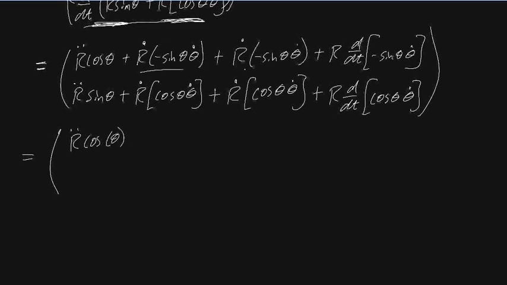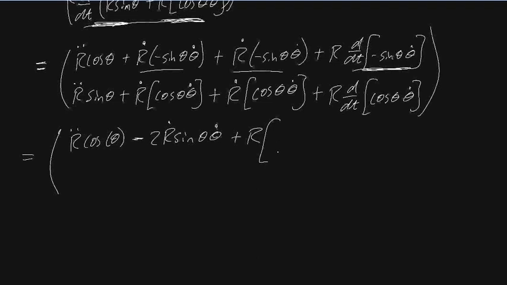Notice these two are the same, so I can add them. That's going to be minus 2r dot sine theta, theta dot. That's a good start. We're already starting to simplify things. And now I'm going to add that to r times whatever the derivative of this is. So let's get on that.